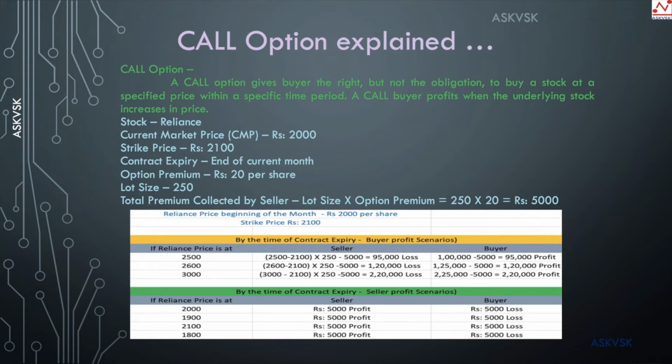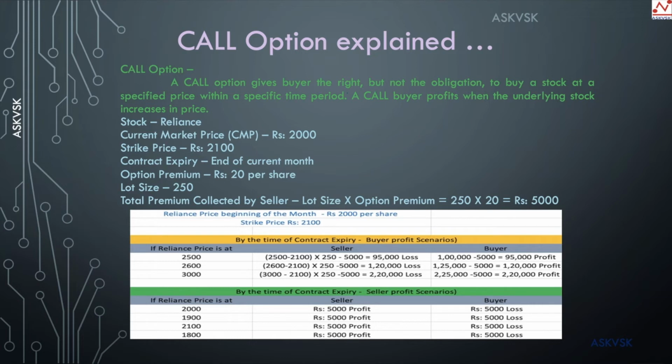And whatever amount of profit that the buyer is making, that same amount is the loss that the seller is making on the other side. But say suppose the price of Reliance share is staying at 2000 or falling below 2000. Say if it's at 2000 itself, so what does the buyer of the call option do? He will not exercise the rights to buy it at 2100, because he can buy the same Reliance share at rupees 2000 in the market. In the actual market, he can buy it at rupees 2000 itself.